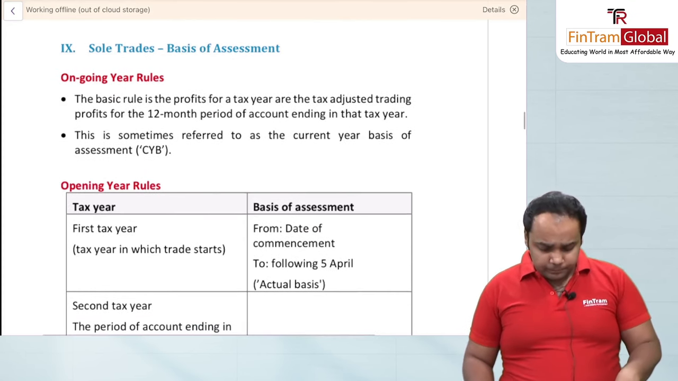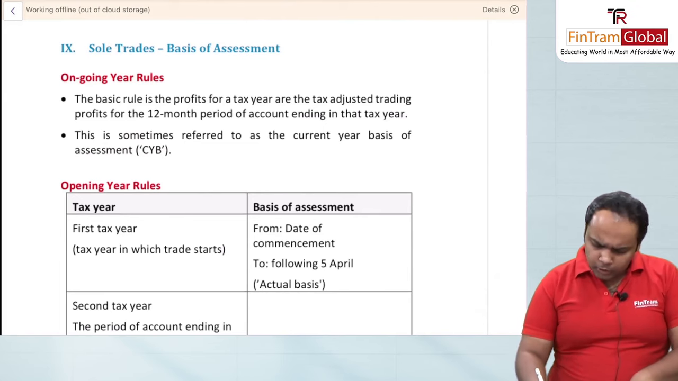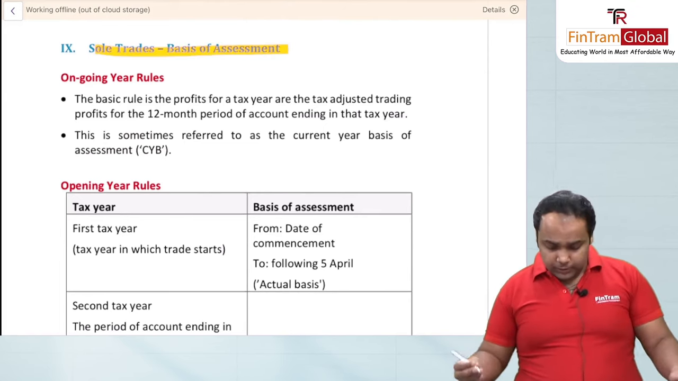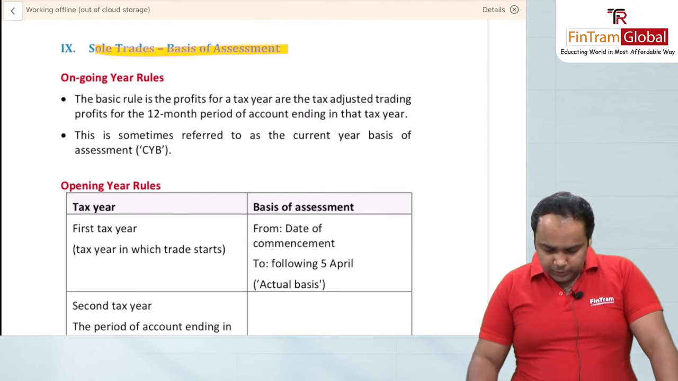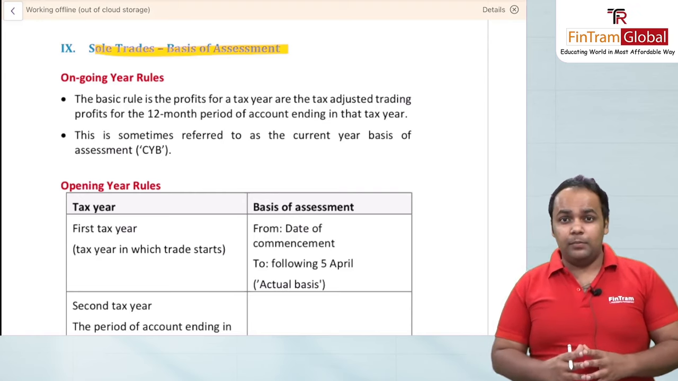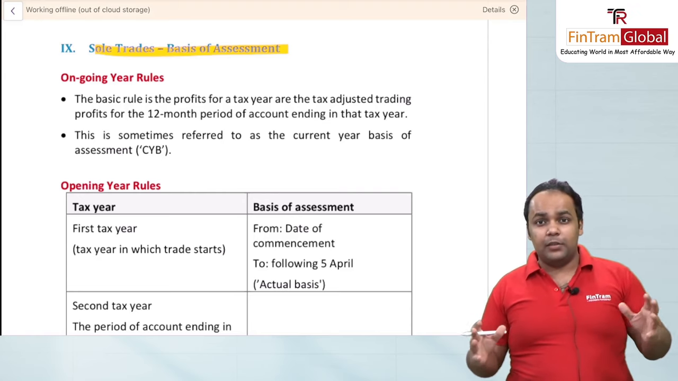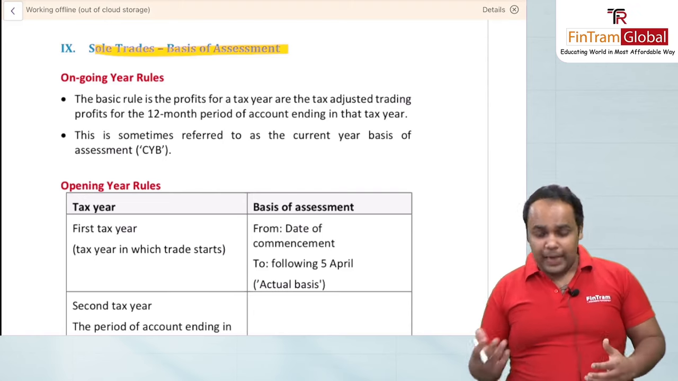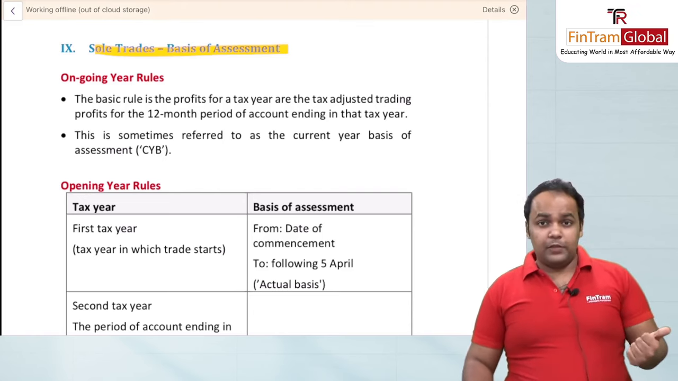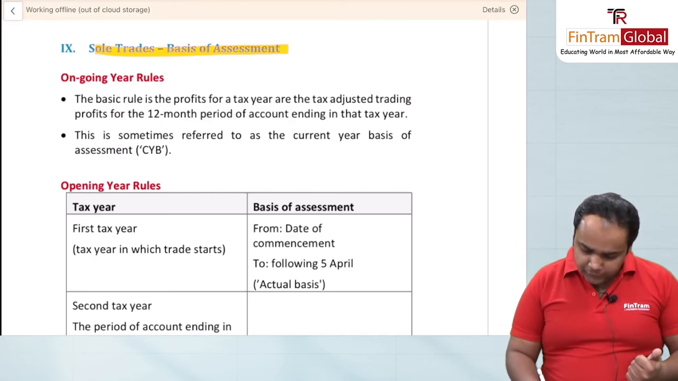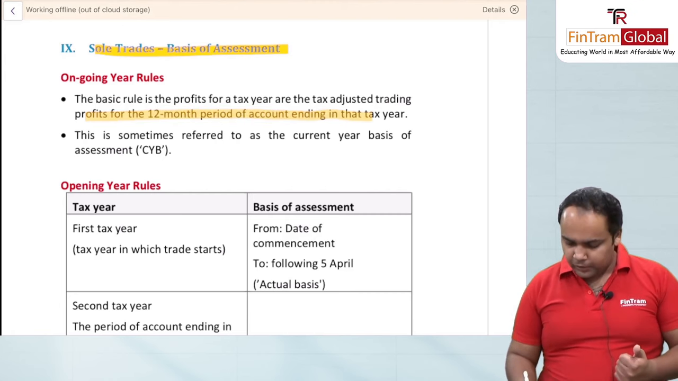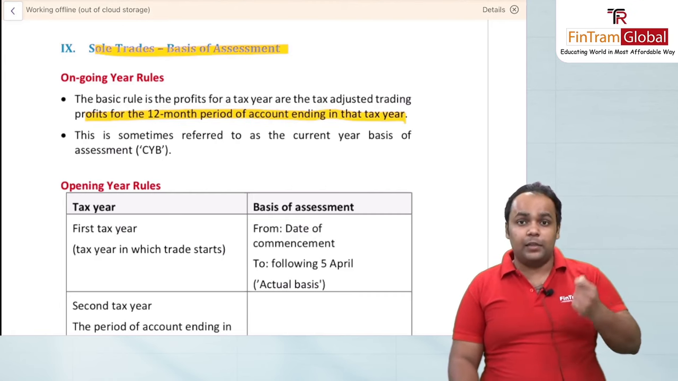So moving on to sole trades, the basis of assessment, of course, the opening year rules. This is identifying the year in which the accounting profits or the trading profits will be taxed. The basic rule is that the profits from a 12-month period of account will be taxed in the tax year in which it ends.